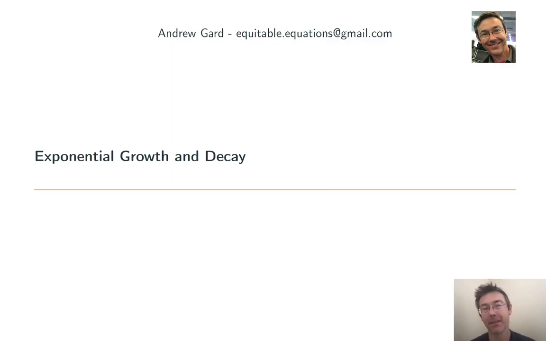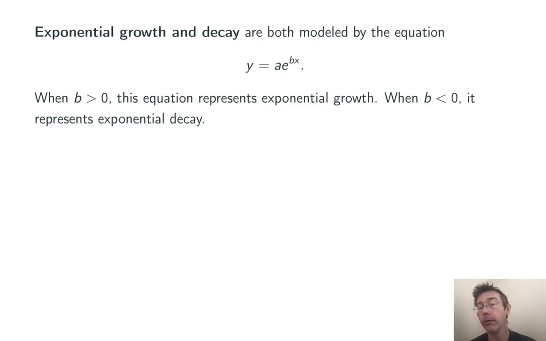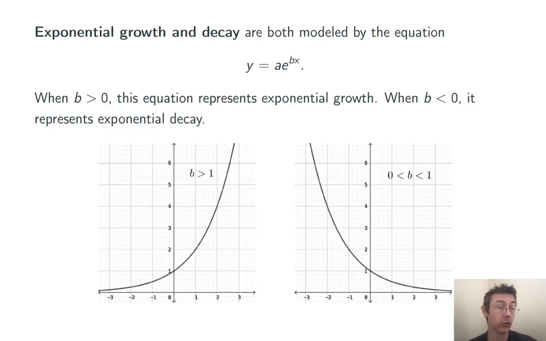Hey everybody. Today we're talking about exponential growth and decay. Both of these are modeled by the equation y equals ae to the bx. When b is positive, this equation represents exponential growth, and when b is negative, it represents exponential decay. Exponential growth is pictured here on the left, and exponential decay is pictured here on the right. In each case, the rate of growth or decay is proportional to the population.